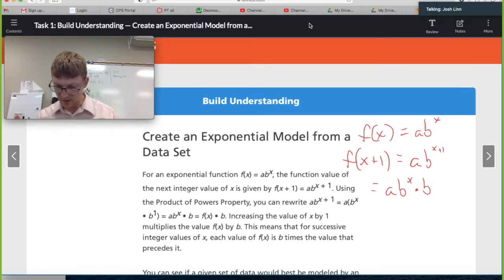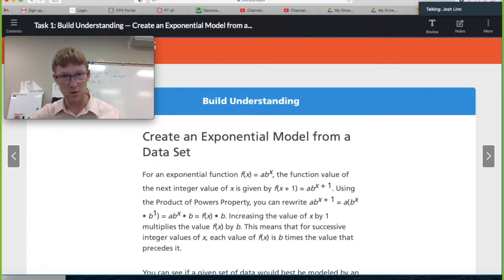This can help us out. If we have two data points, we can use their relation to each other. If they're off by a factor, that's what that b is. So increasing x by 1 multiplies the value by b. This means that for successive integer values of x, each value of f of x is b times the value that precedes it. Like x plus 2 would be a times b to the power of x, times b, and so on and so forth. We can use that relationship to help build our exponential model.